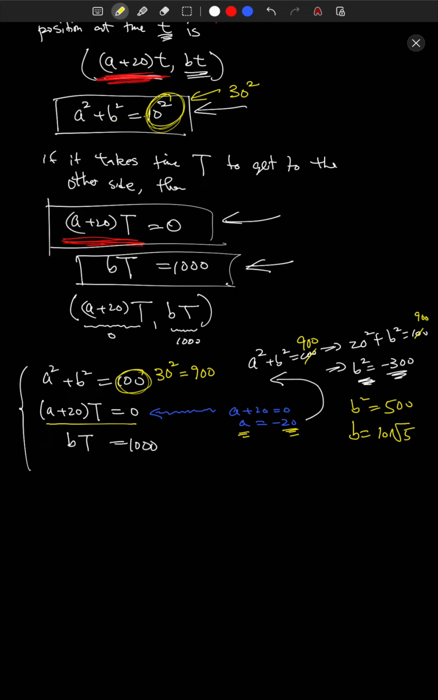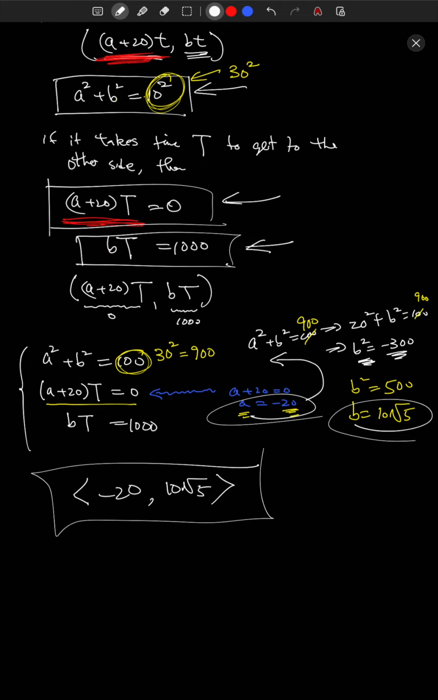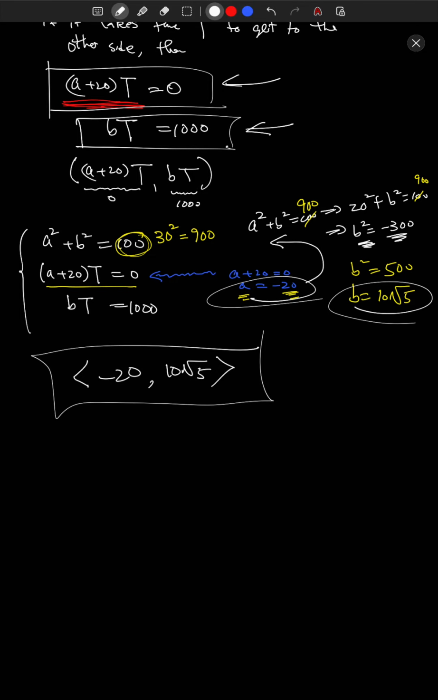This would tell me that I need to row in the direction, so a was minus 20, so minus 20, comma, and then b is 10 root 5. So that's the direction in which I need to row. Not only the direction, but this is actually the velocity vector of my rowing.